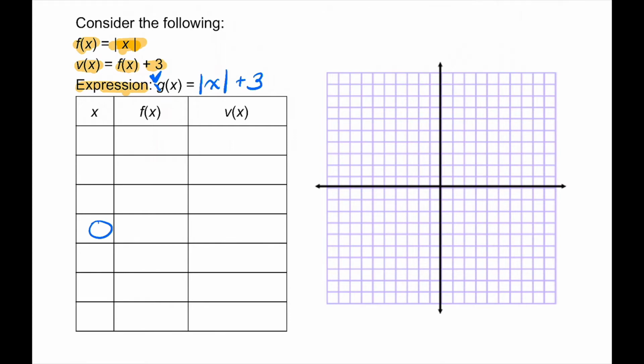And then from there, with the absolute function, we're going to go up by 1. So 0, 1, 2, 3. And on the other side of 0, we're going to go down by 1. So -1, -2, -3.